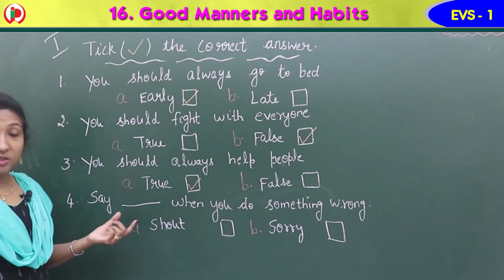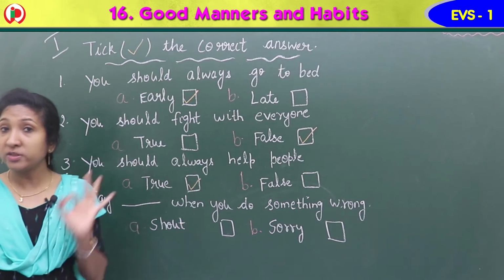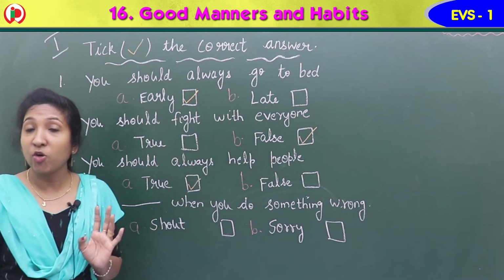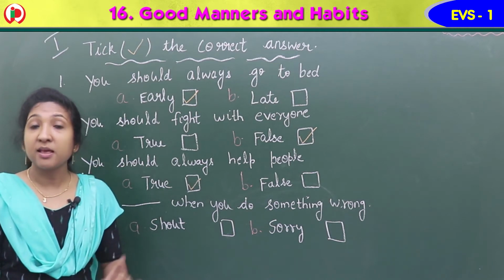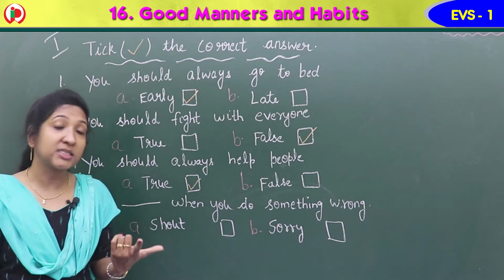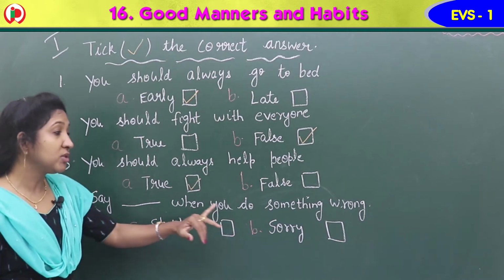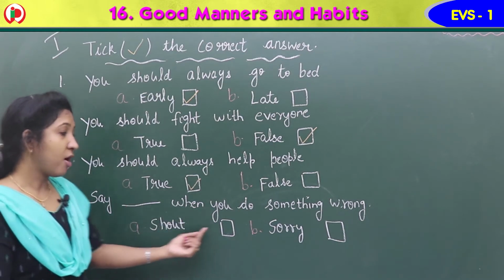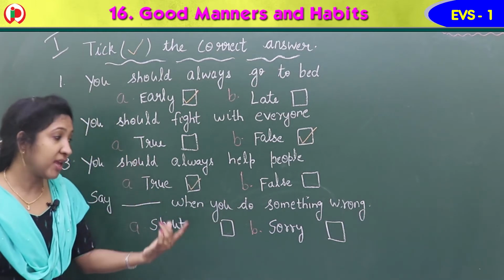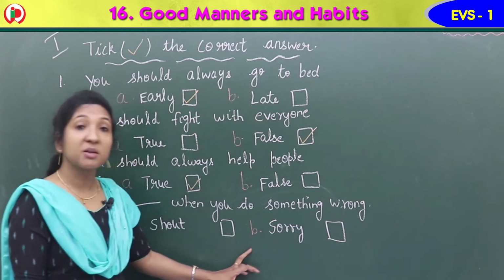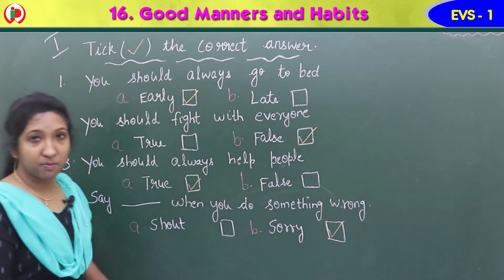Now fourth question, the last one. Say dash when you do something wrong. If you do something wrong, you should say what? If you have good manners, or if you are following good habits, then if you have done anything wrong, you must say sorry, isn't it? Option A, shout. Option B, sorry. So if you do something wrong, you should say sorry. S-O-R-R-Y, sorry. Option B is the correct answer. So in the square box, you should put a tick mark.